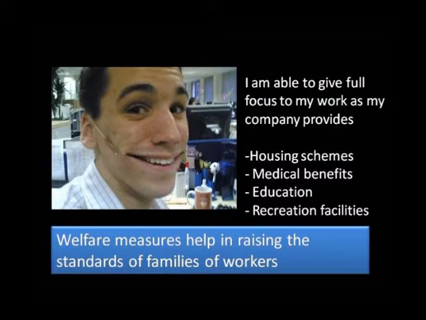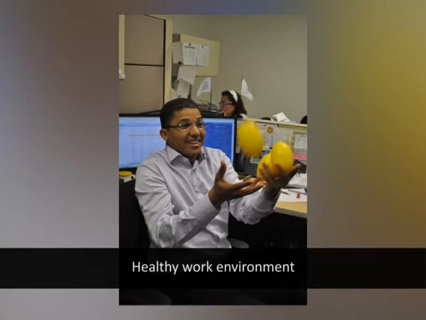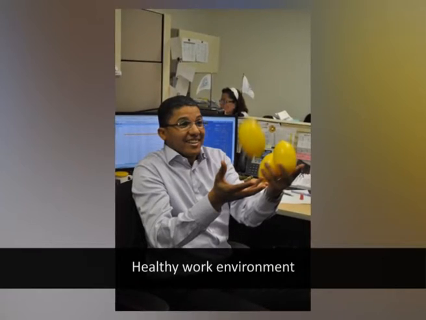Facilities like housing schemes, medical benefits, education, and recreation facilities for workers' families help in raising their standards of living. This makes workers pay more attention towards work and thus increases their productivity. They provide better physical and mental health to workers and thus promote a healthy work environment.